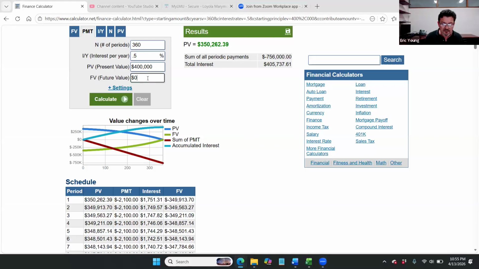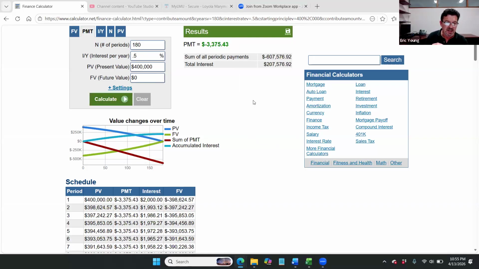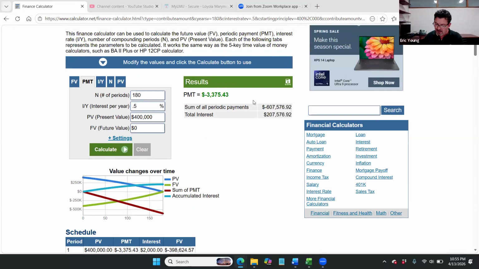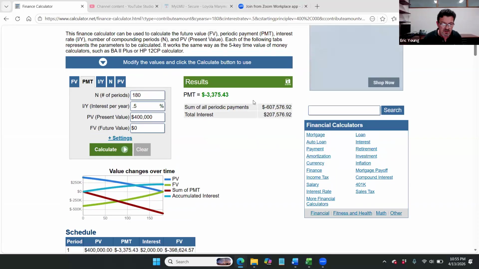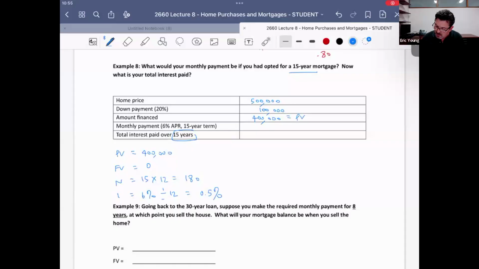We're still going to pay it off. We're still going to have that rate, but now we're going to only have an N of 180. Solving for PMT, we know that our PMT is going to be 3,375.43. That's a lot more money.